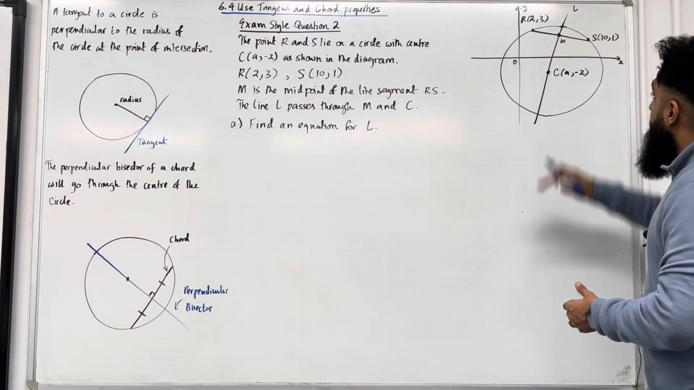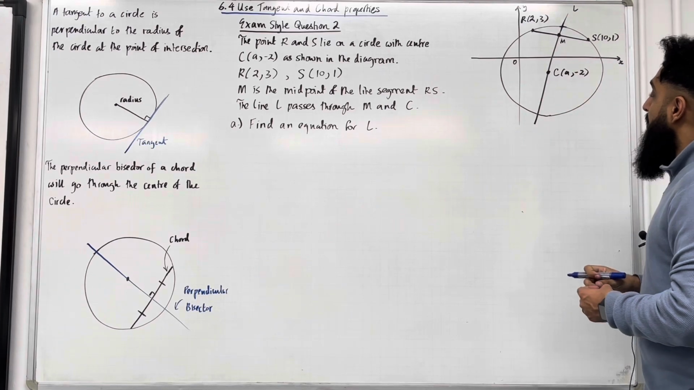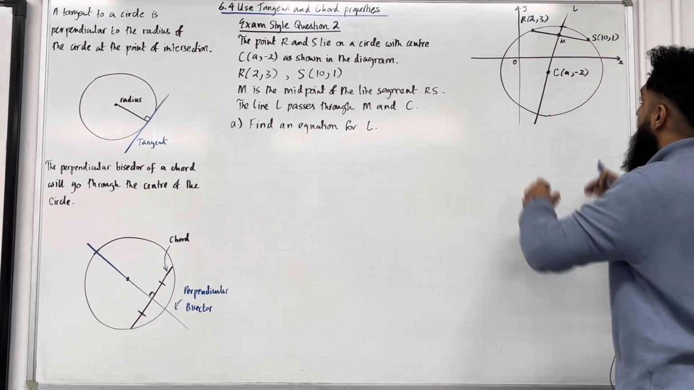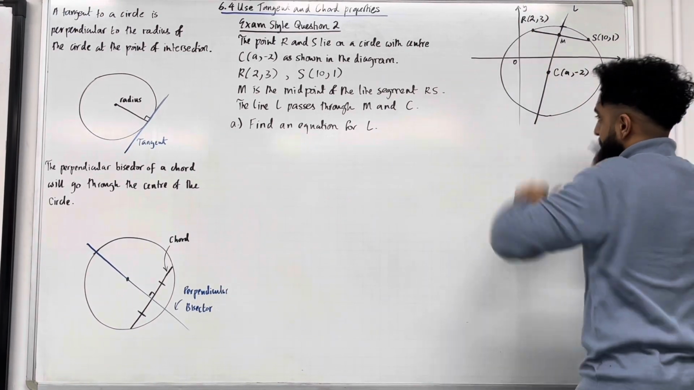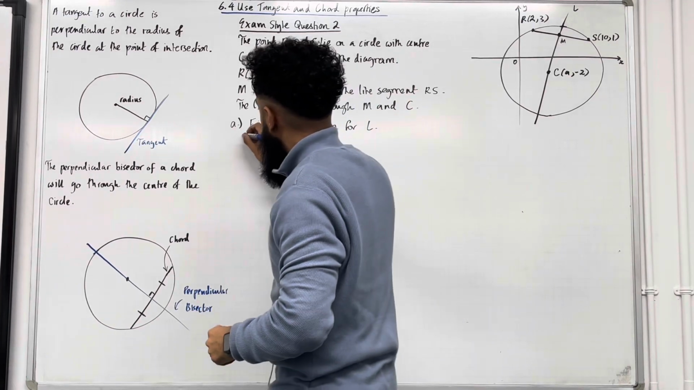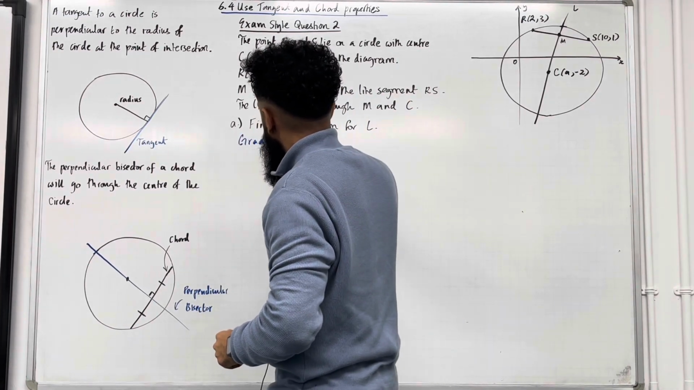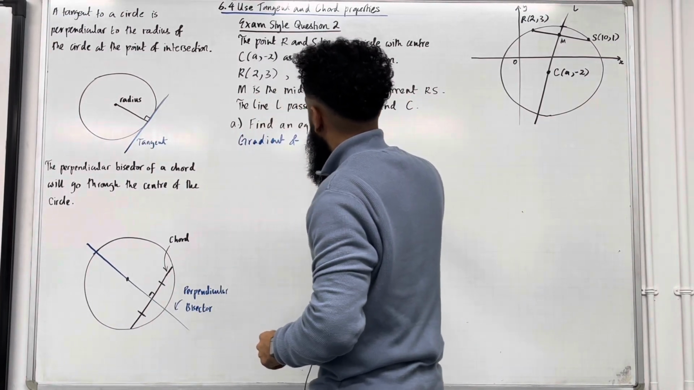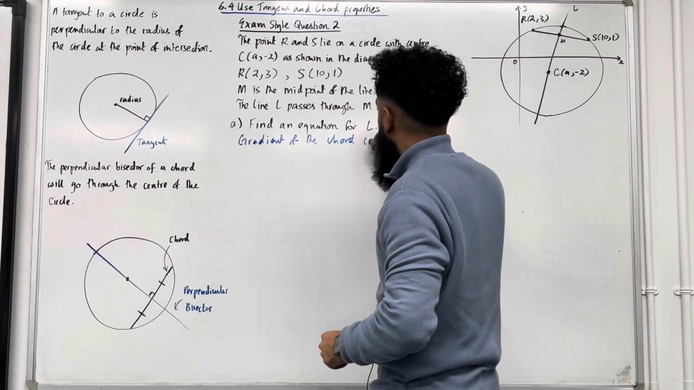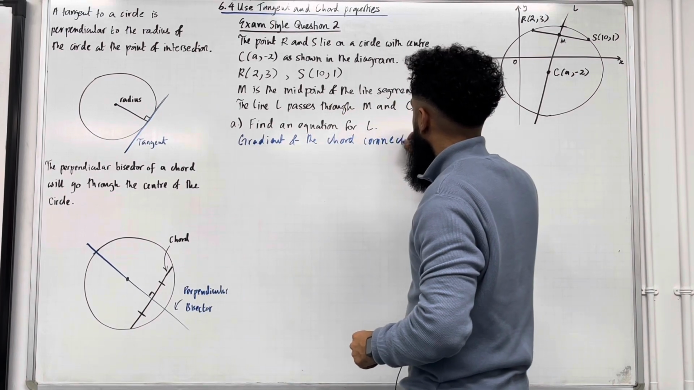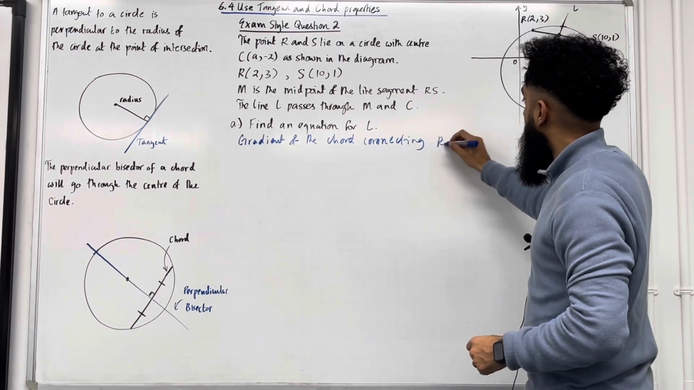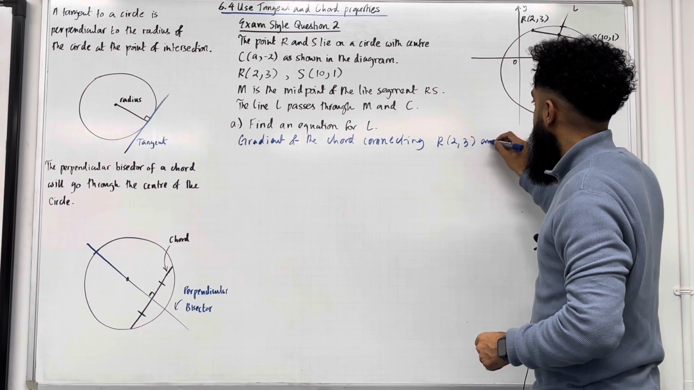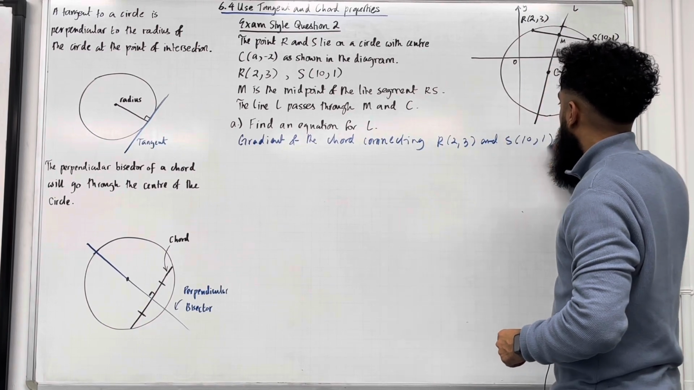First of all, to find the gradient of L, we need to work out the gradient of the chord which connects the points R and S. So gradient of the chord connecting the coordinates R (2, 3) and S (10, 1).